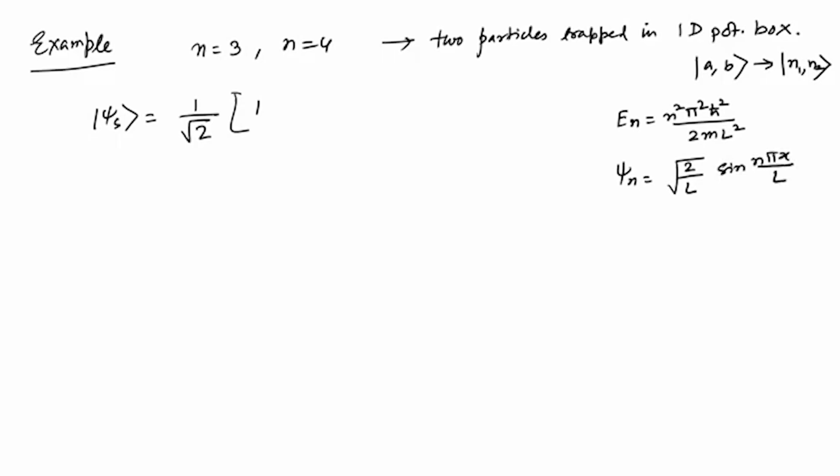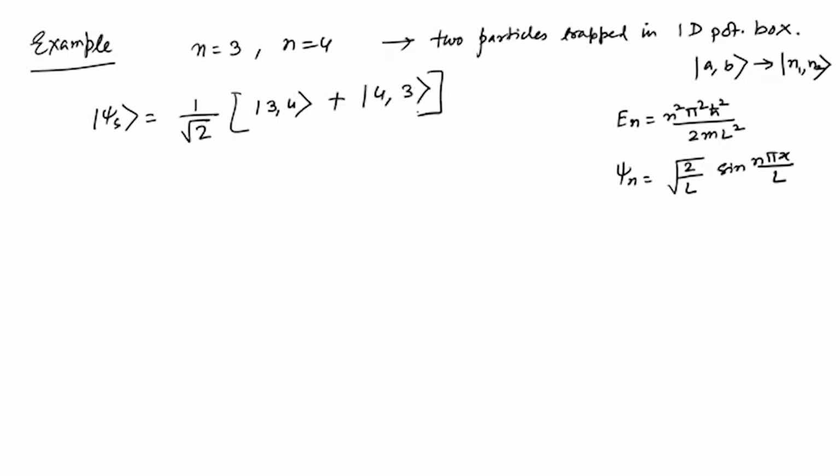Of course, if it is a symmetric box, between minus L by 2 and plus L by 2, there are parity symmetric solutions where n even gives one type of solution, and for n odd you will have to have a cosine solution. So, this is fine. We will write this in the n1 n2 basis, so we will write it as 3 4 and 4 3.